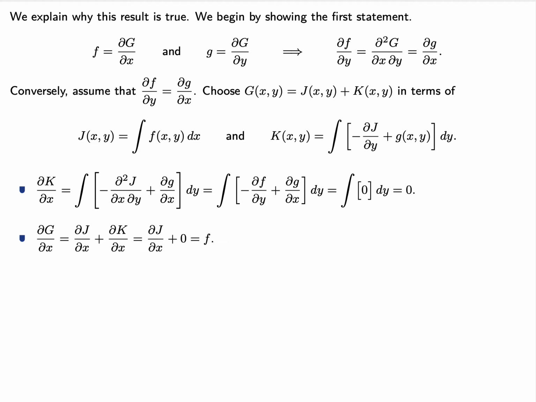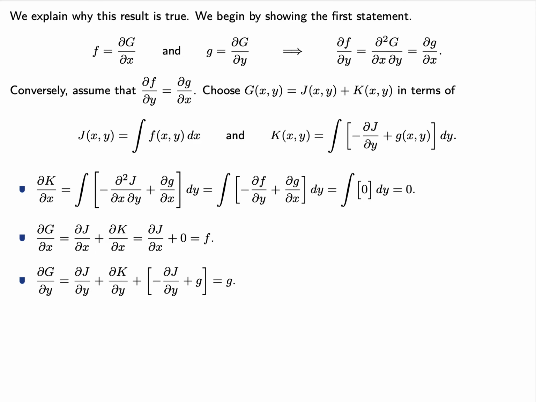Second, we can compute the partial of capital G with respect to x. We find that this is just equal to the partial of J with respect to x. And now, from the fundamental theorem of calculus, since capital J is the integral of f with respect to x, the partial of capital J with respect to x is just equal to f again.